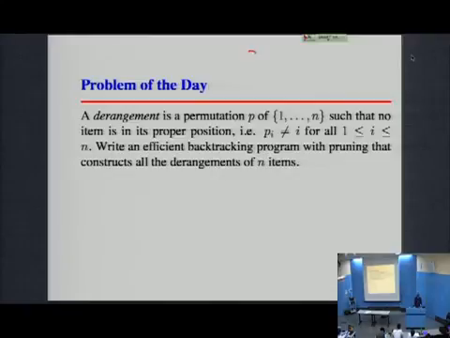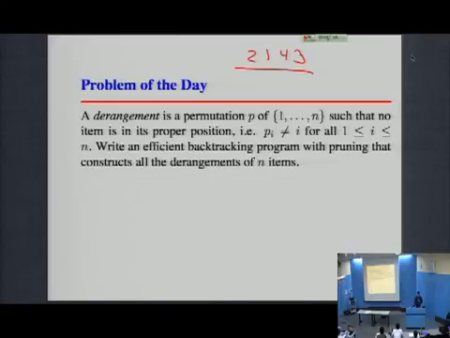Is the permutation 2, 1, 4, 3 one? Notice that in this permutation, there is no element i such that i is in its own position. Does everybody agree with that? Can anybody give me a derangement on 3 items?